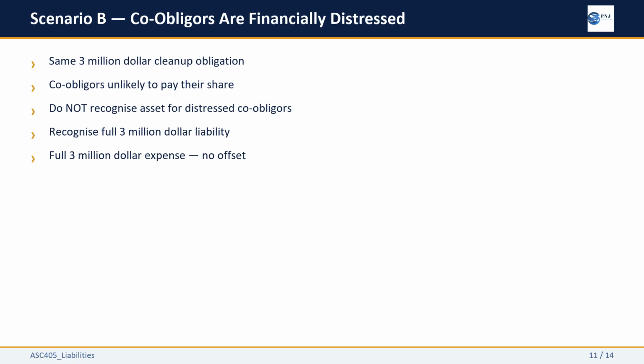The surprising part is what happens when your co-obligors cannot pay. Same facts, $3 million cleanup, three parties, 1/3 each. But now your co-obligors are financially distressed and unlikely to contribute. You cannot recognize the $2 million receivable. The full $3 million liability stays on your balance sheet with no offsetting asset. You absorb the full expense. This is why assessing co-obligor financial health is not optional. It directly determines your reported liability.